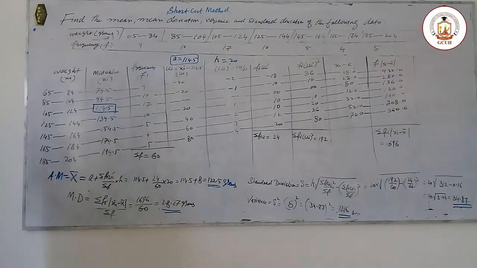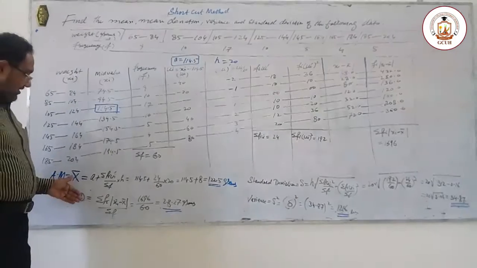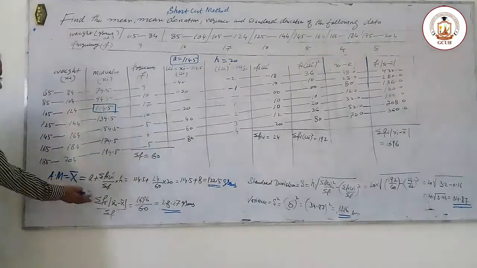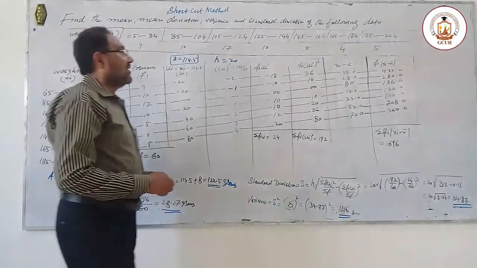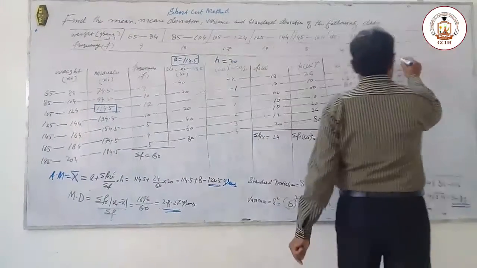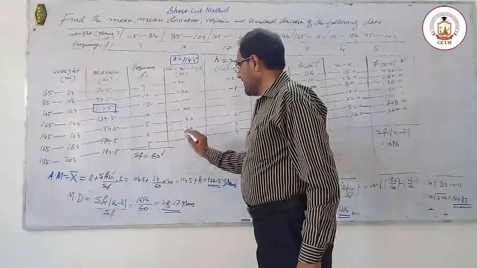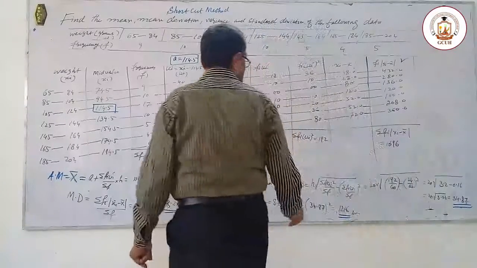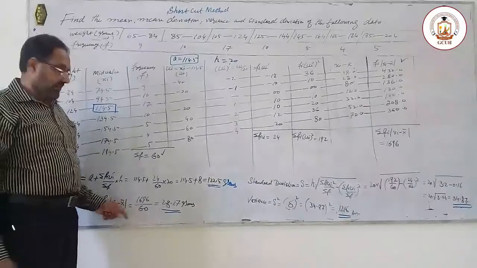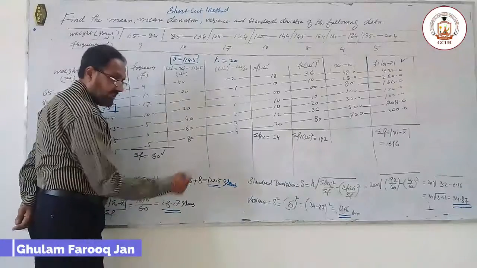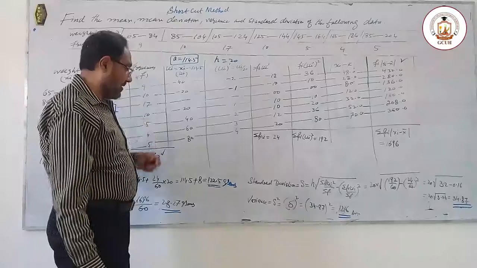Now we will find the mean deviation. Mean deviation has this formula: sum of f times absolute XR minus X bar, this column, divided by summation f. So we will get the sum of this column, 1696, divided by 60. We will get 28.27. We have already calculated this in the last problem.